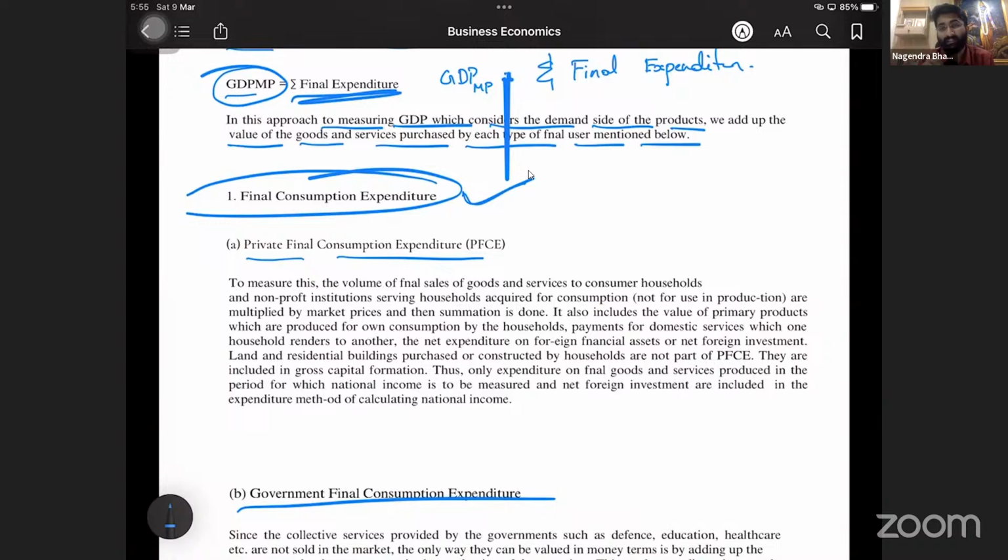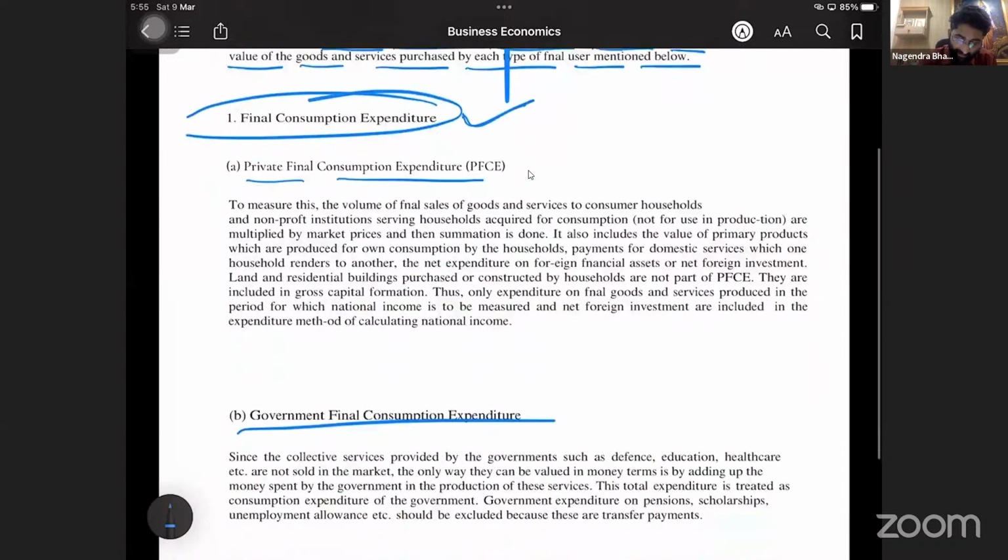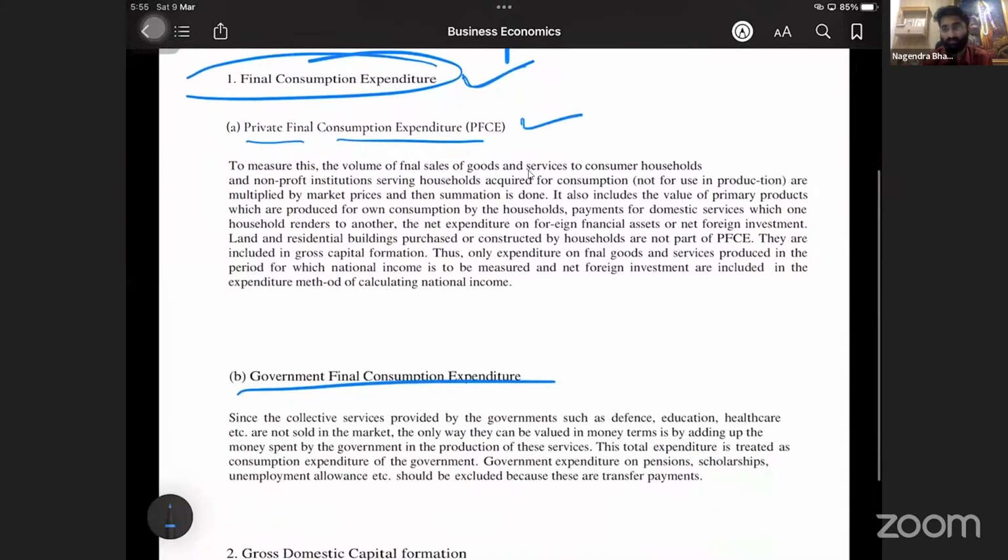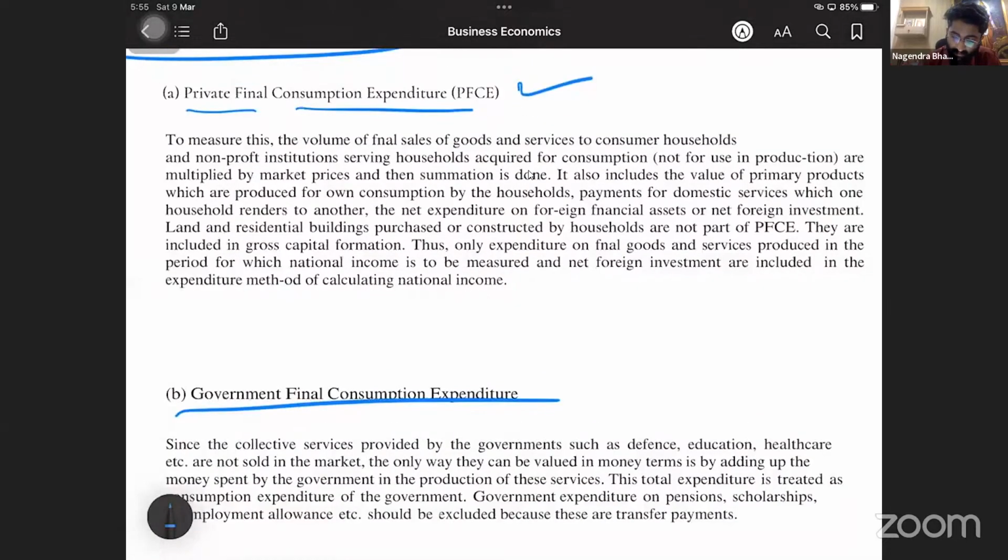Now, there are two types of final consumption expenditure. Number one, private final consumption expenditure. That is nothing but this. If I purchase this, this is for private purpose, not by government. To measure this, the value of final sales of the goods and services to the consumers, households, and non-profit institutions serving the households, acquired for consumption, are multiplied by market prices and then summation is done.